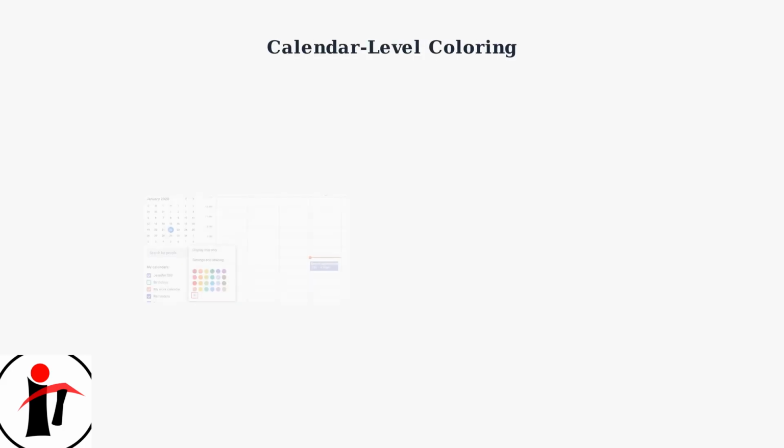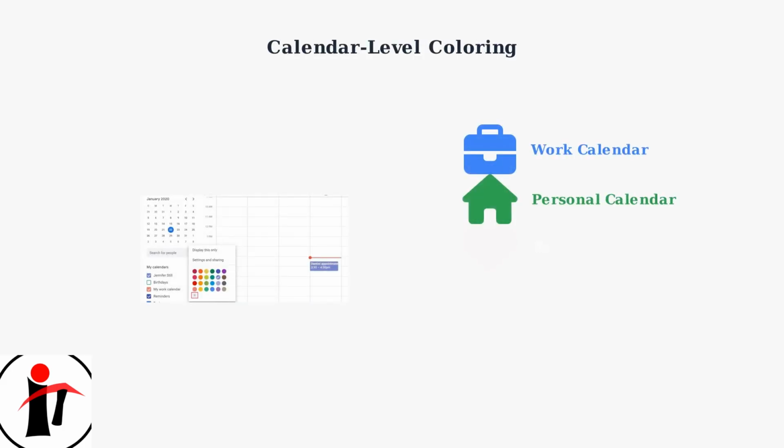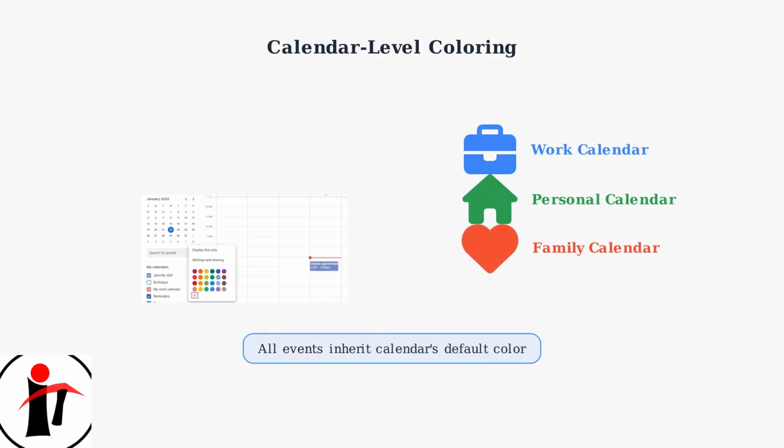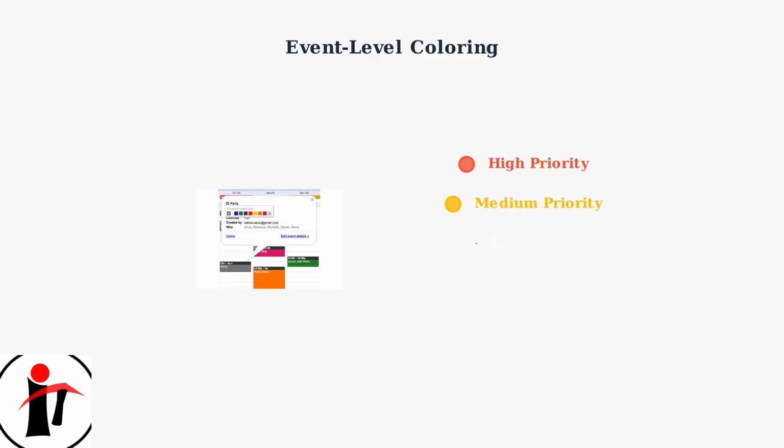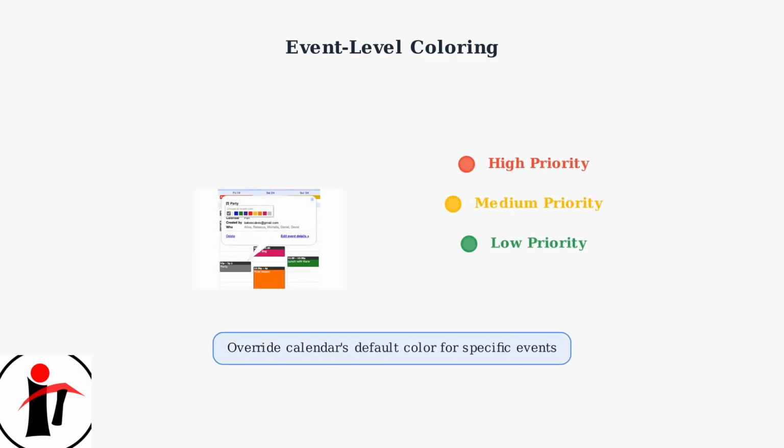Calendar level coloring assigns a default color to each of your calendars. For example, you might have a blue calendar for work events, a green calendar for personal activities, and a red calendar for family events. All events within each calendar automatically inherit that calendar's color. Event-level coloring allows you to override your calendar's default color for specific events. This is particularly useful for highlighting important deadlines, prioritizing tasks, or tracking specific projects within your broader calendar categories.